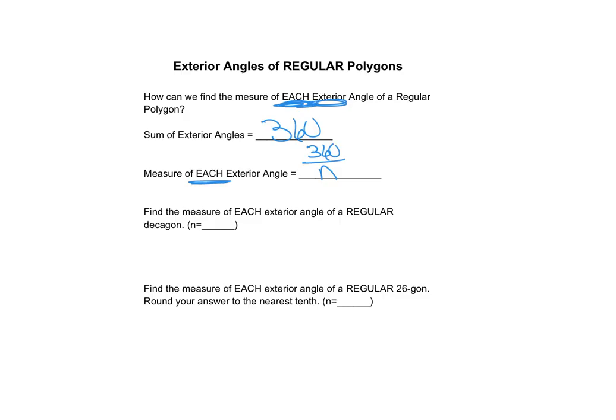So the first question here, it's all just in words. There's not any pictures or anything. It says find the measure of each exterior angle, keyword each, of a regular decagon. Decagon means n equals 10. So we're just going to take our total, which is 360, and divide it by our number of sides, which is 10. And 360 divided by 10 is 36 degrees.